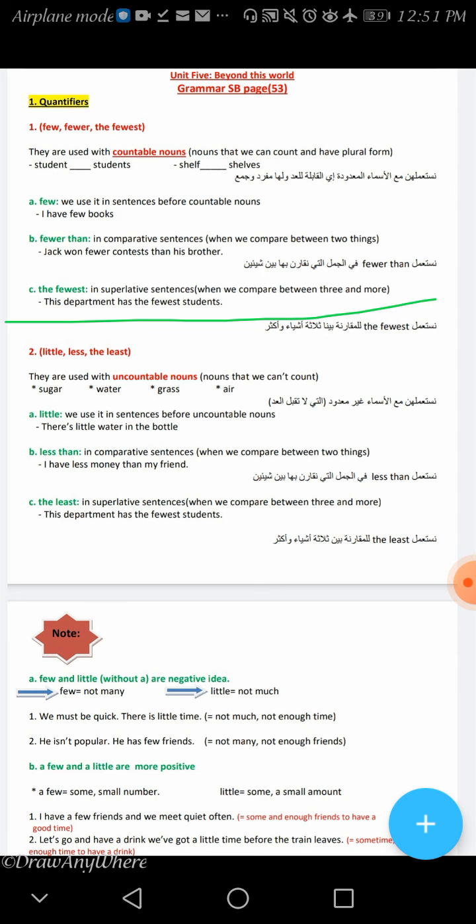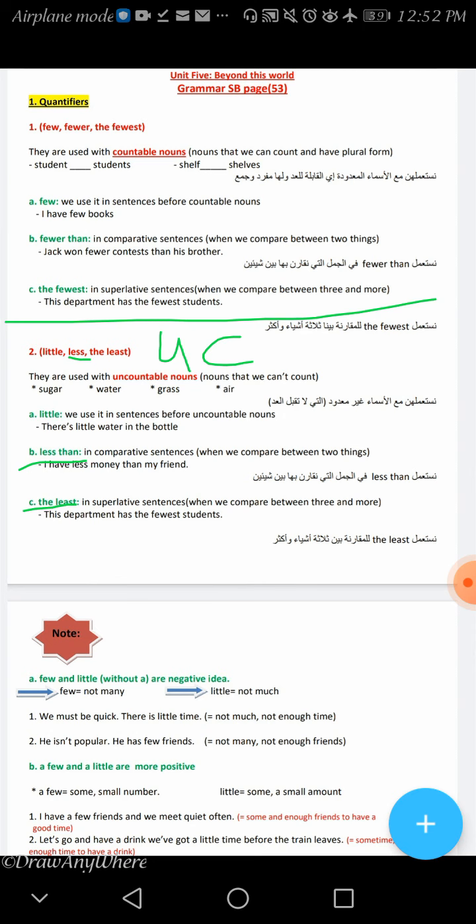Be careful, miss, this is irregular. So, little, when we use it in comparative, what does it become? Less than, أقل, or the least. Don't forget that we use it with uncountable nouns. So, if you want to know whether this sentence is comparative or superlative, you have to read it more than one time. Okay, now be careful about this note.